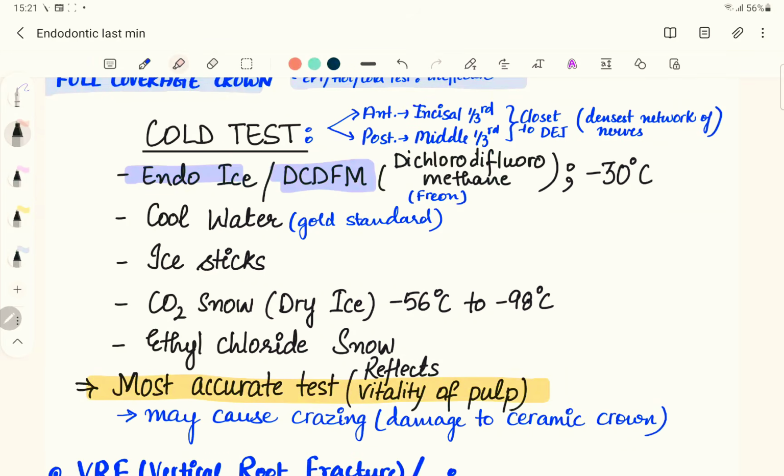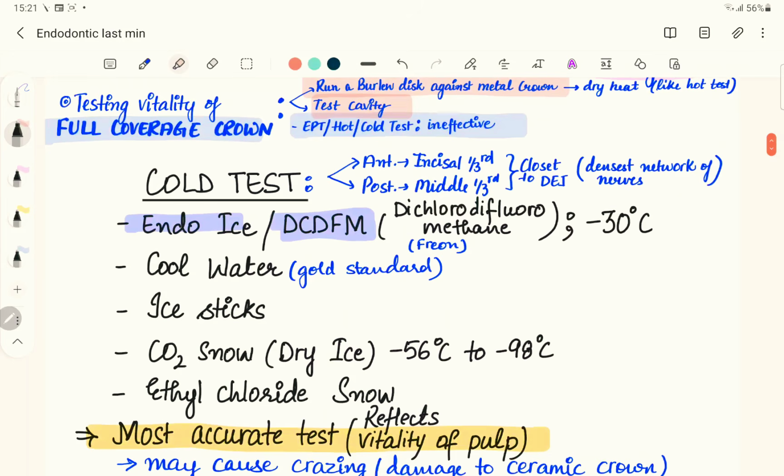And next comes the cold test, which is next most accurate. So cold test, in which we expose the tooth to a cold stimulus. Either it is endo ice or cold water, ice sticks, carbon dioxide snow, dry ice, or ethyl chloride snow. So basically, we don't use this cold stimulus directly on the teeth. We spray this endo ice on the cotton pellet, and then we apply this cotton pellet on the teeth. For anterior, we use the incisal 1/3.